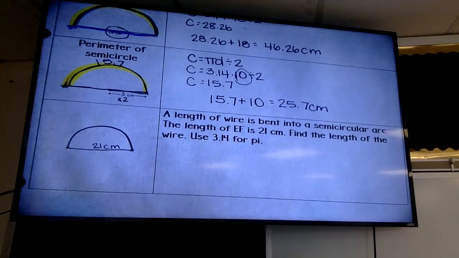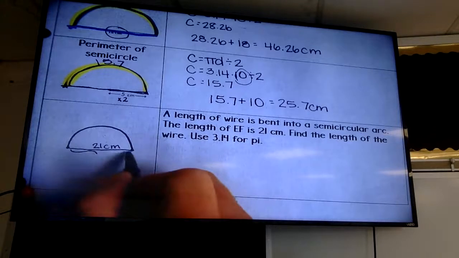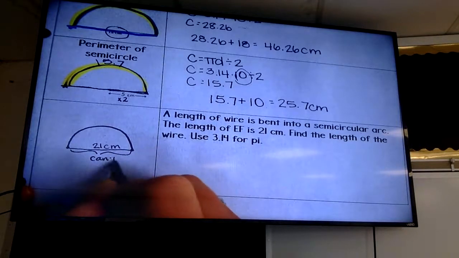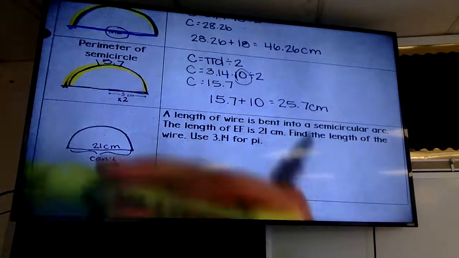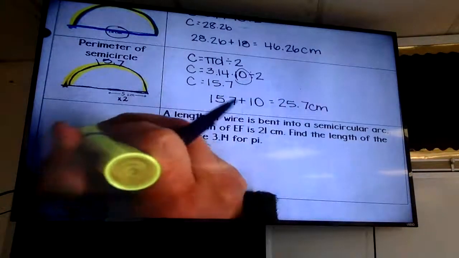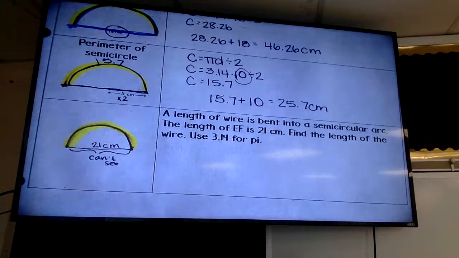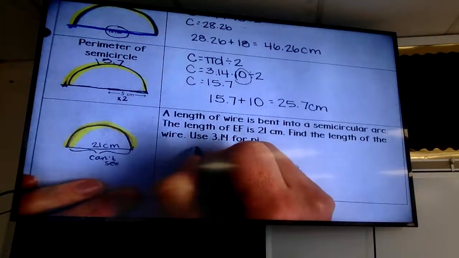Okay, find the length of the wire. So remember, this part right here, this is a little trickier. This part right here, we can't see. It's just telling us the distance between the two edges of my wire. I just want to know the length of the wire right here. I'm just trying to find the arc this time. I don't have to add that flat side back in.